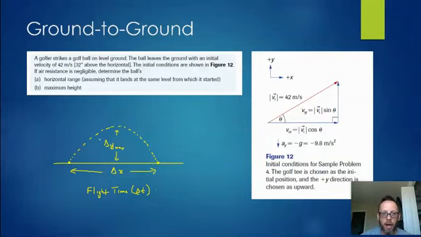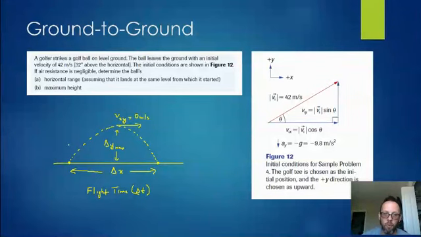Now, with a ground-to-ground scenario, there's a few different things that are important to talk about. One is when we're finding delta y max: at the top of the projectile's arc, the motion is purely horizontal. And so at the top of a projectile's arc, v2y is 0 meters per second. The motion is purely horizontal. So keep that in mind. We are going to use that for finding delta y max.